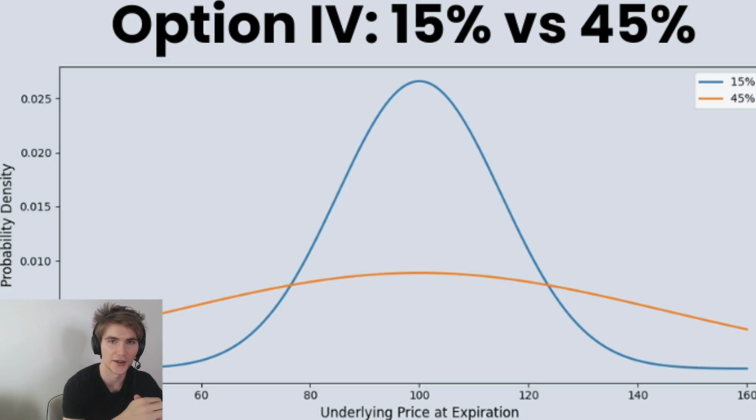In this example that I have on screen, we have probability density and underlying price at expiration. Blue is 15% IV, which is signaling the price at expiration is predicted with highest probability to be within 80 to 120, which is far more predictable than a high IV environment at 45%, where it's almost evenly distributed across the board, signaling very large gains or very large losses.